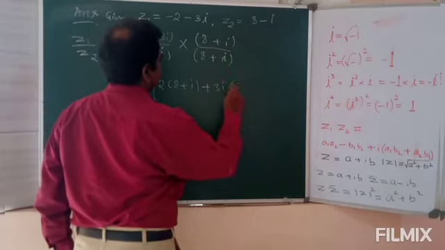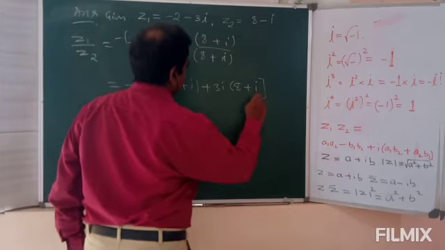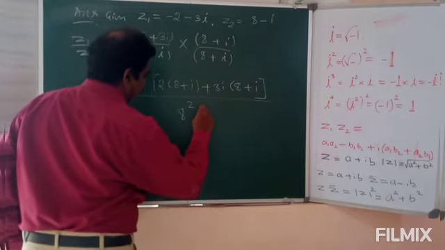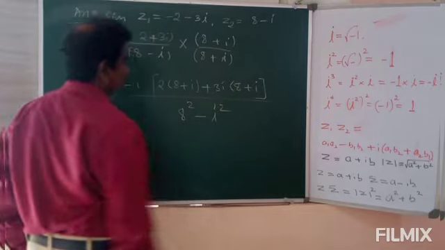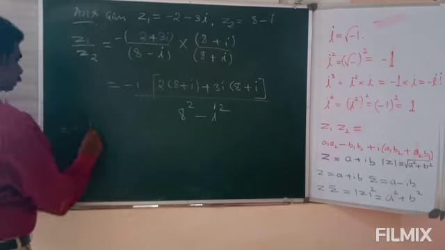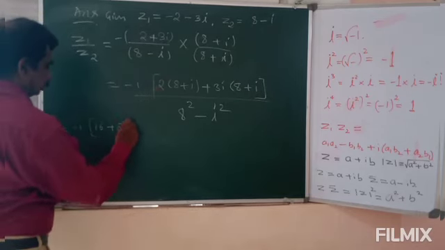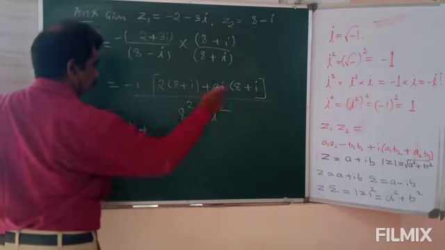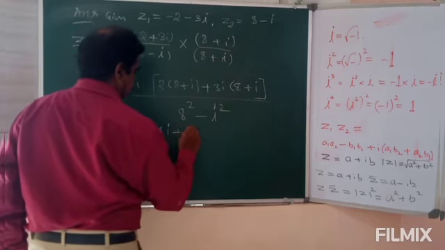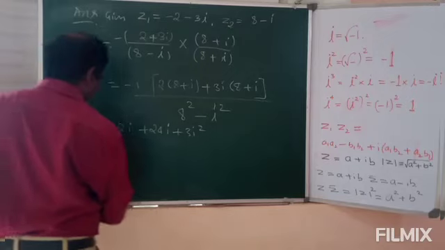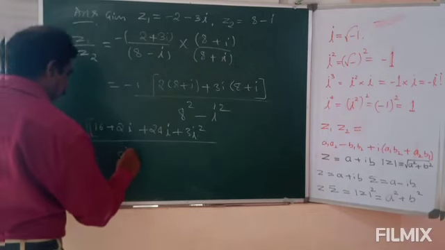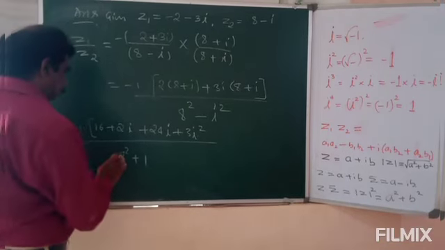Next, 3i into 8 plus i, divided by 8 square minus i square. Okay, now multiply term by term. Minus 1 into 16 plus 2i, 2 into 16 plus 2i, plus 8 into 3 is 24i, plus 3i square, divided by 8 square plus 1.